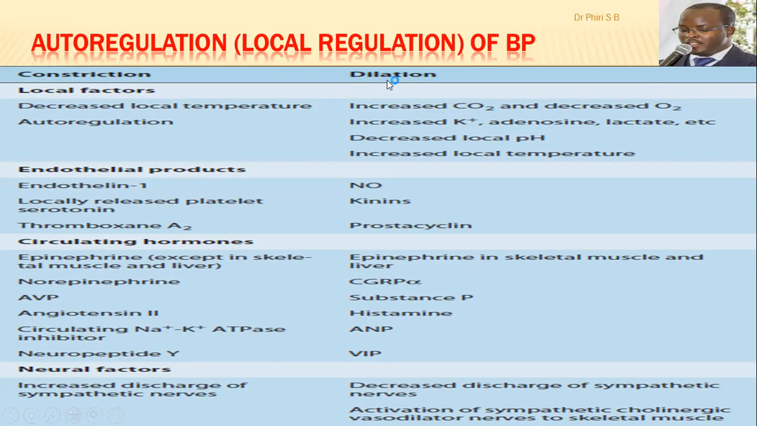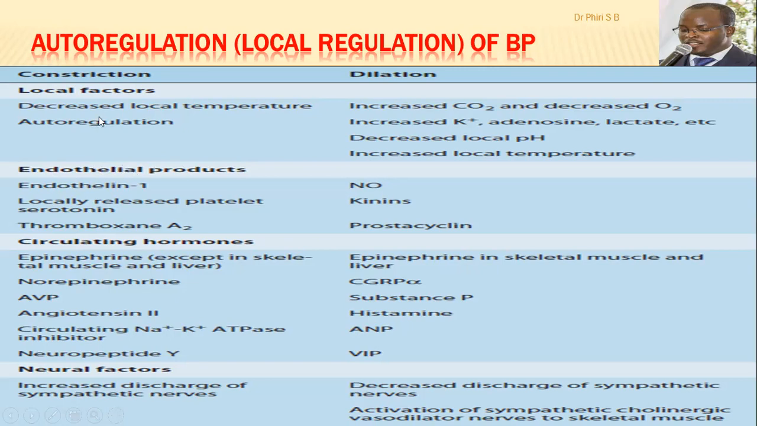Then on the other side here, if you have an increase in carbon dioxide, a decrease in oxygen, an increase in potassium, adenosine, lactate, then a decrease in local pH, an increase in local temperature, these will cause dilation of blood vessels, increasing the blood flow. Then you also have endothelial products. So on the endothelial cells, you have endothelial products.